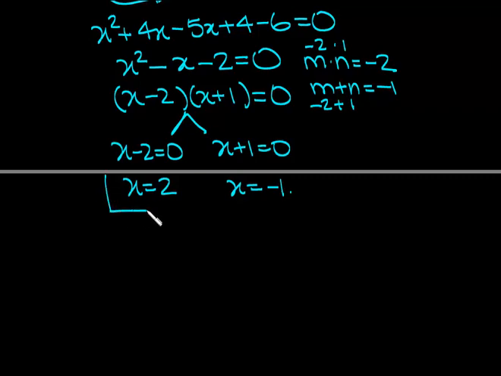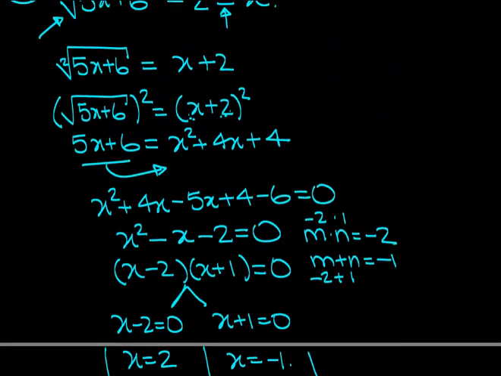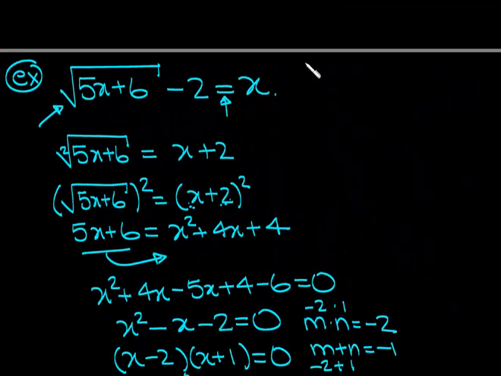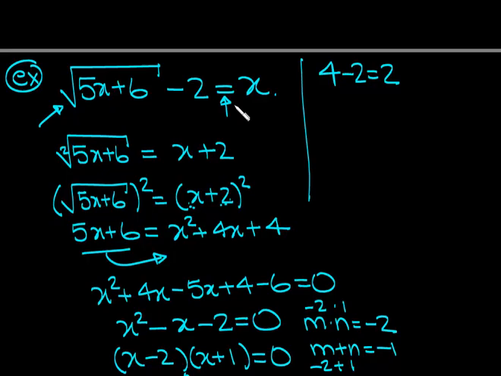So let's go back and check our answers in this case to see what happens. Okay, so the first one is 2, so up here, I'll just do it on the side here. If x is 2, we get 5 times 2 is 10, 10 plus 6 is 16, square root of 16 is 4, 4 minus 2 is 2, and x is 2, so that works.